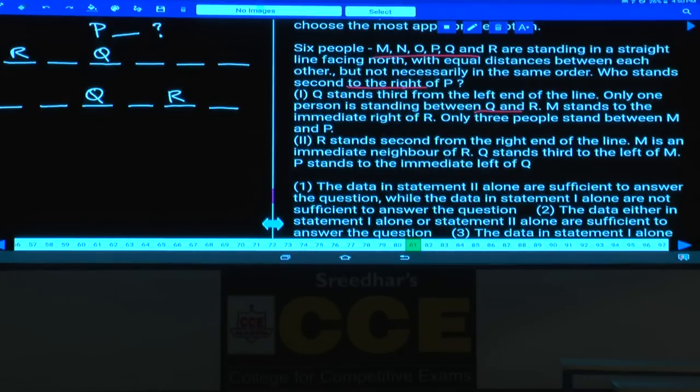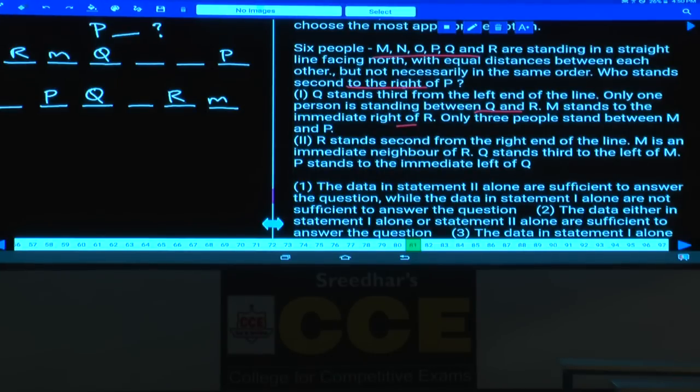M stands to the immediate right of R. M is to the immediate right of R. Here also M is to the immediate right of R. And only 3 people between M and P. Here M is here, 1, 2, 3. Only 3 people between M and P. Here 1, 2, 3. Only 3 people between M and P. Are you getting any answer here? Who is seated second to the right of P?